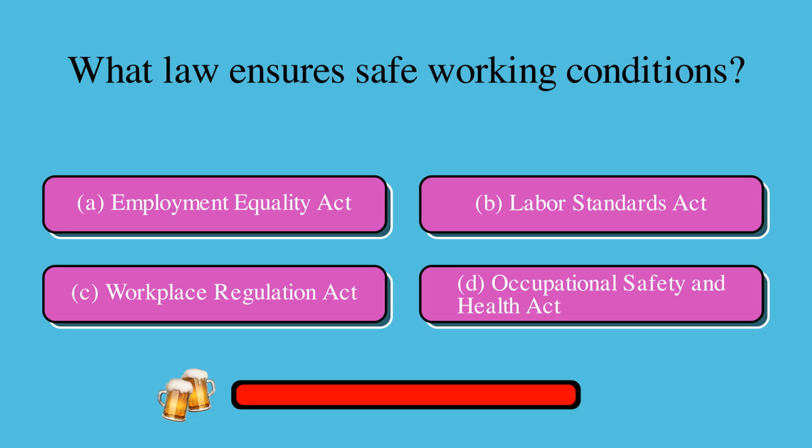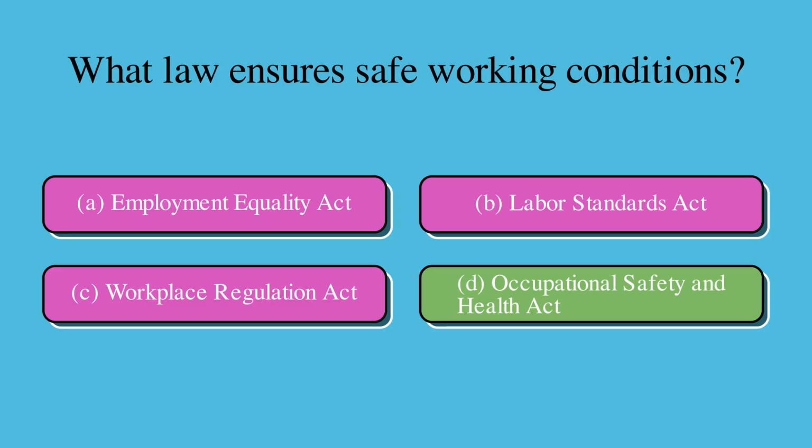What law ensures safe working conditions? Is it A, Employment Equality Act, B, Labor Standards Act, C, Workplace Regulation Act, or D, Occupational Safety and Health Act? The correct answer is D, Occupational Safety and Health Act.